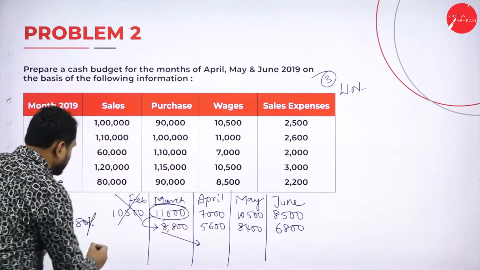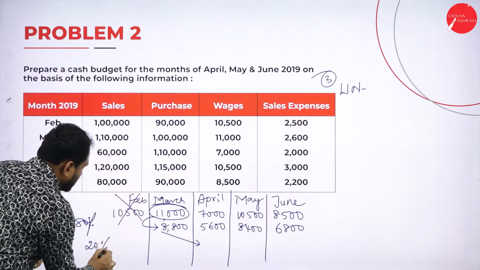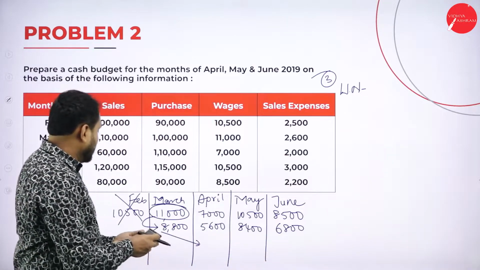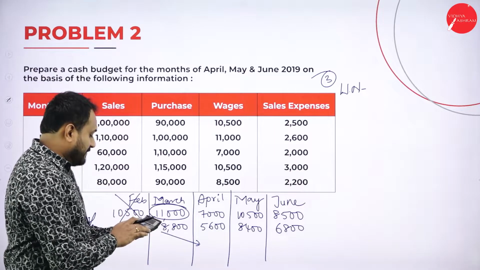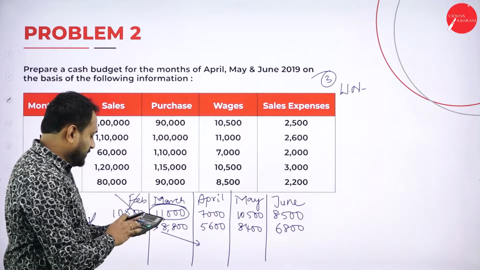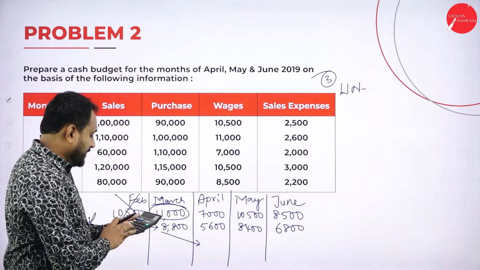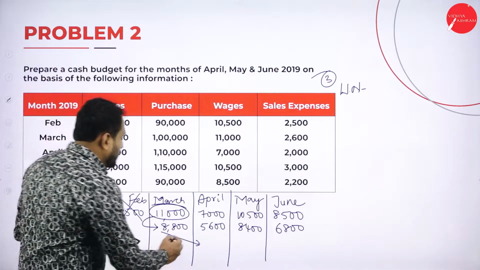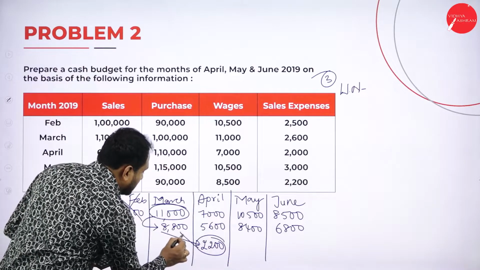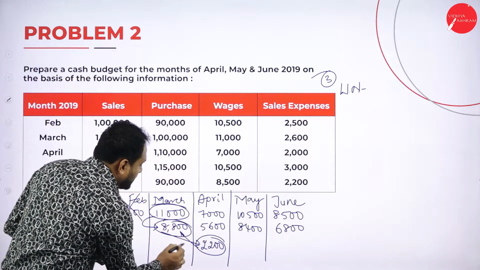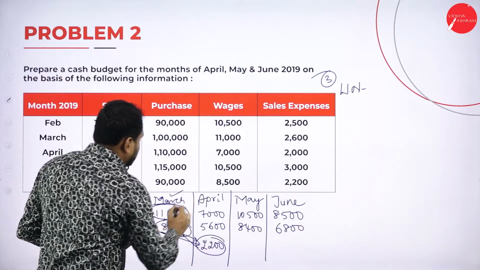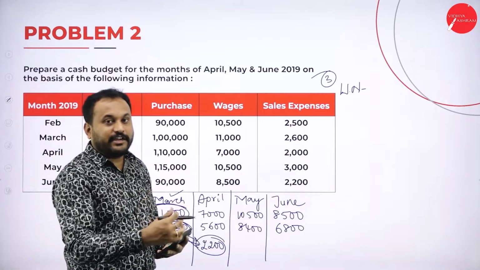Now understand this. Here I'll write 20%. So total is 80% plus 20%, that is 100%. So we need to calculate here. That is 11,000 minus 8,800. That is 2,200. That remaining 2,200, when will I get? If I calculate 8,800 plus 2,200, I'll get 11,000. Now the March amount, the wages, is settled.